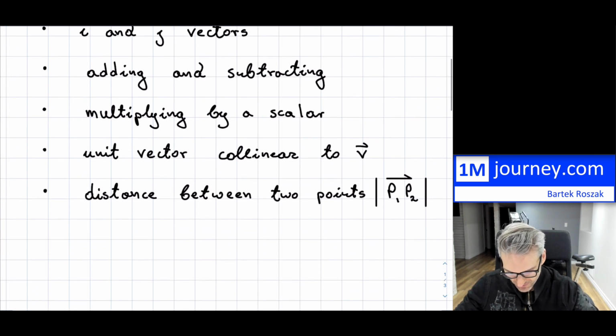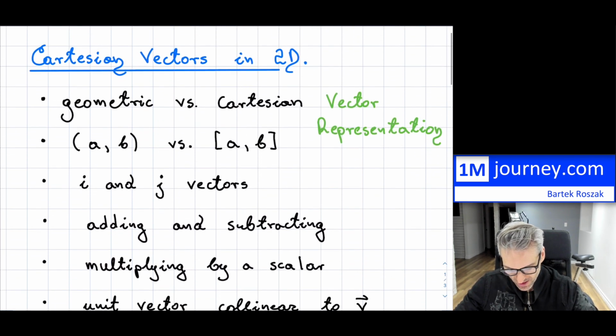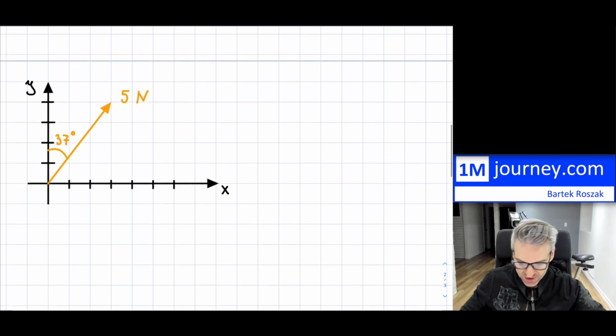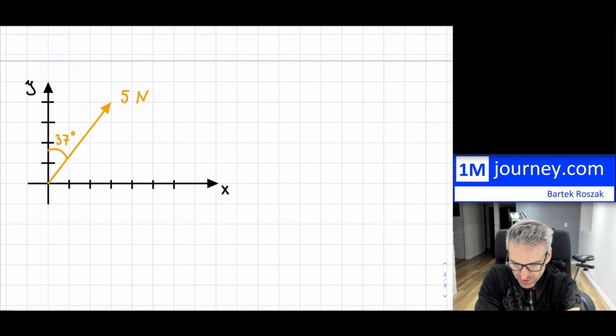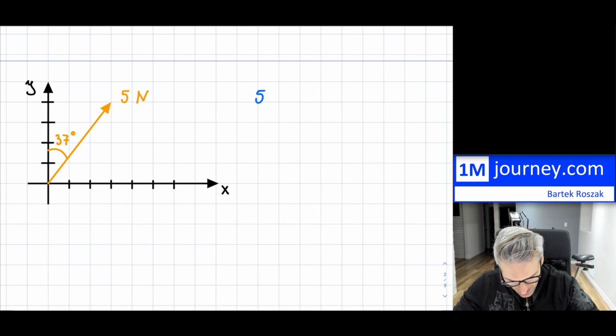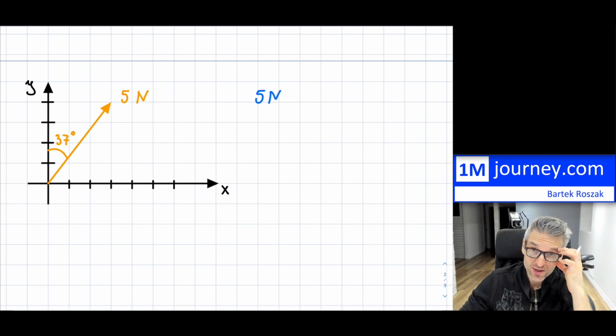So let's dive in. The first thing is geometric versus Cartesian representations. Here I present a very simple example. We have a vector, it looks like a force, and this would be the geometric representation of it. It's geometric because I am representing the direction in terms of bearings.